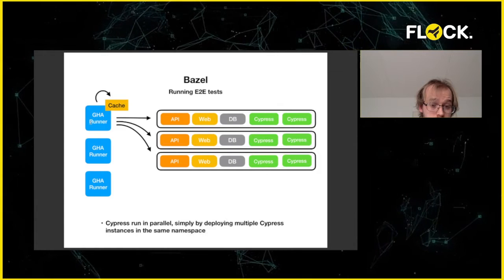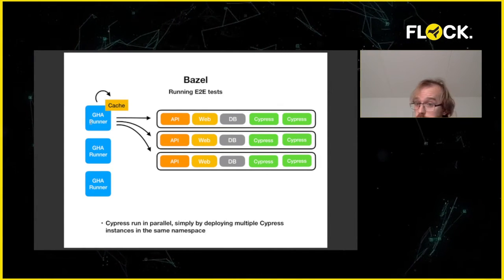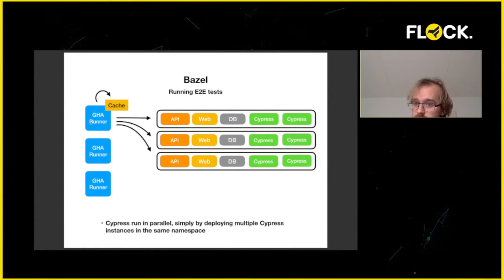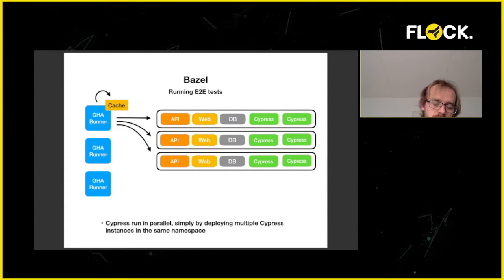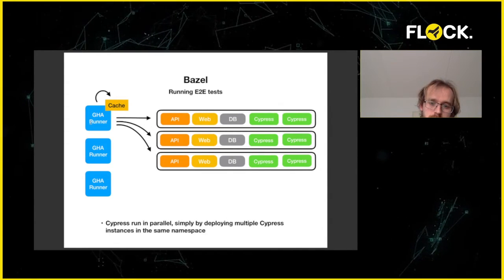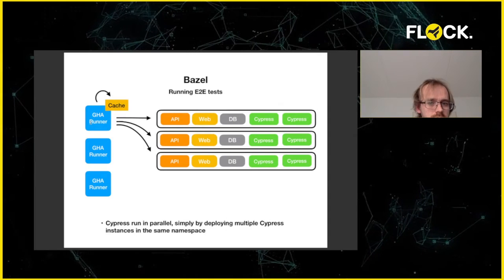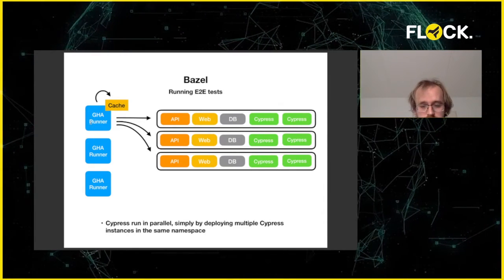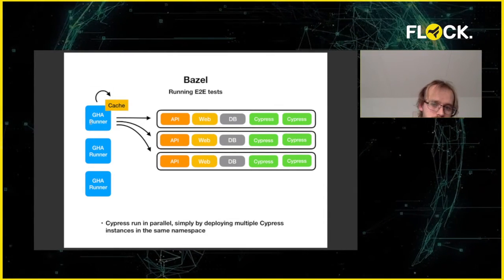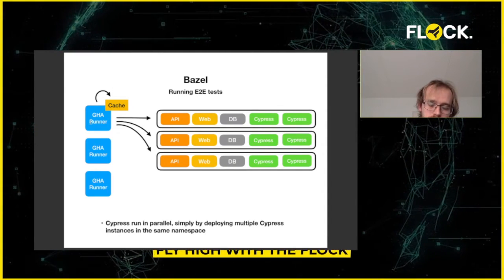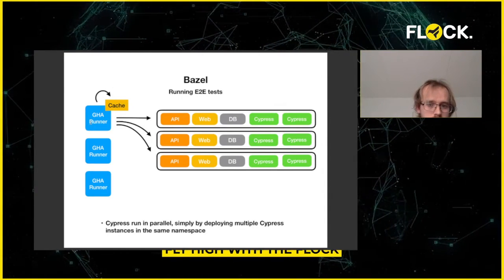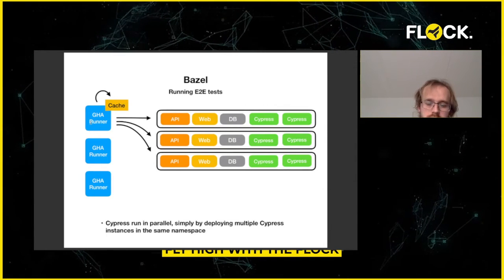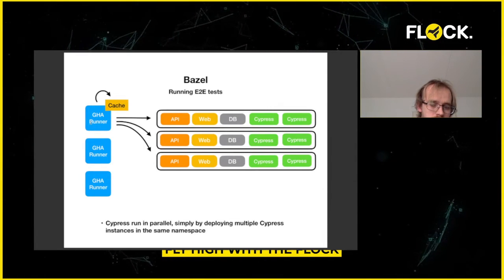That's nice because we can scale up Cypress simply by running more Cypress instances in the namespace. It depends a bit. Some applications have a lot of tests, so we might deploy 4, 5, or 6 instances of Cypress in parallel. Other applications are a lot smaller, and we just run one instance of Cypress.